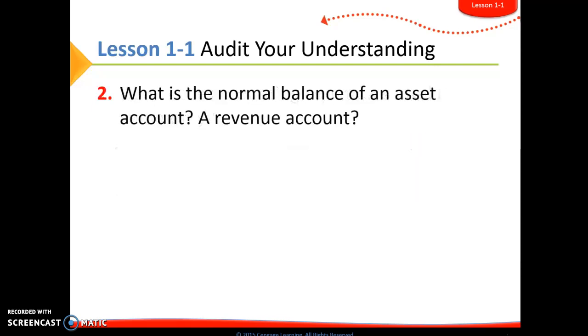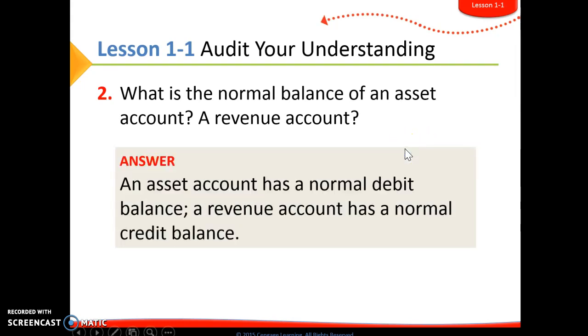Number 2, what is the normal balance of an asset account and a revenue account? Remember, an asset is on the left side of the equation, so that means it increases on the left. That means that the normal balance side is the debit side. A revenue account is on the right side of the equation, so that means it increases on the right, and that means the normal balance is on the credit side.